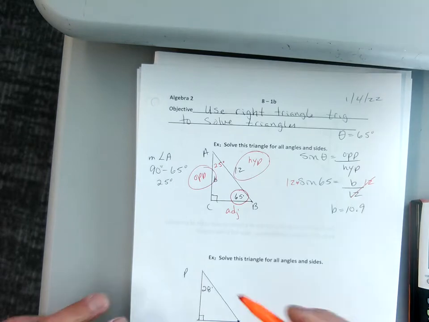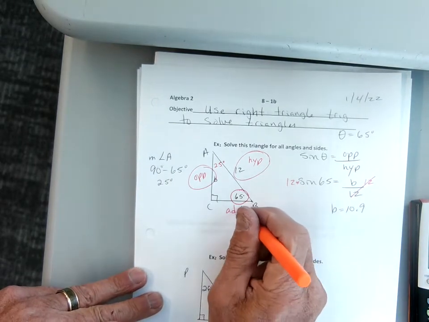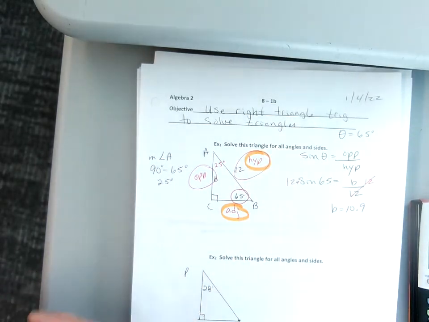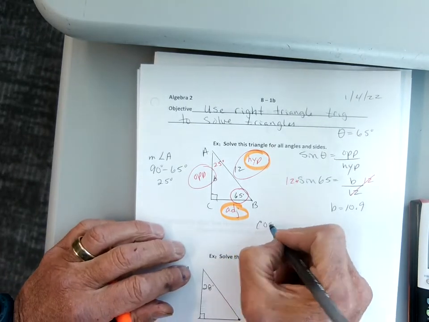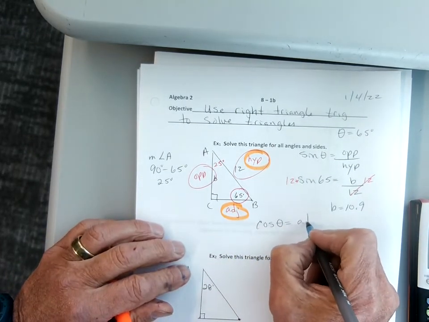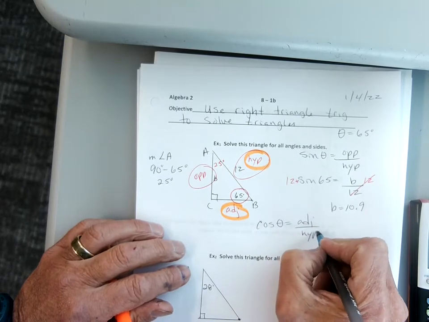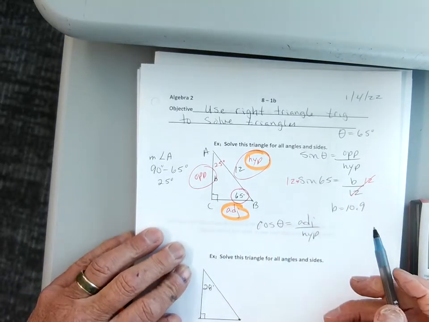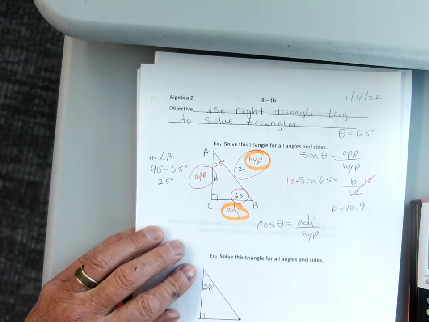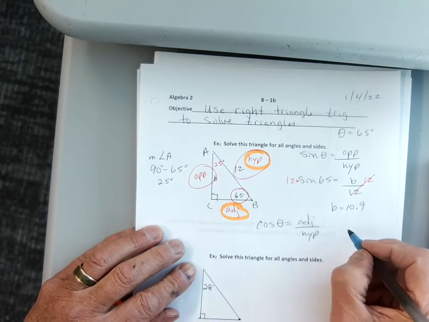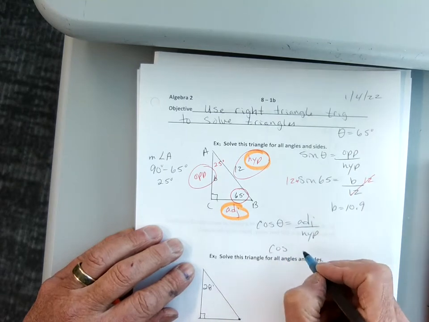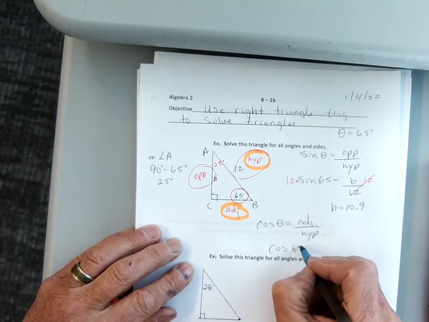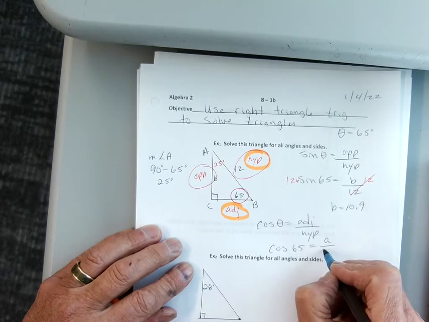Adjacent, hypotenuse, I'm going to use cosine. So cosine of theta is the adjacent over the hypotenuse, right? So it's 10.92, right? You already got it? Yeah, because it's little a over 12, right? So it's going to be, but it's cosine instead. So cosine of 65 equals little a over 12, right?